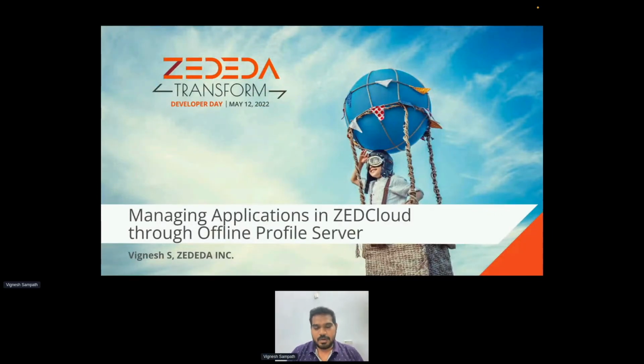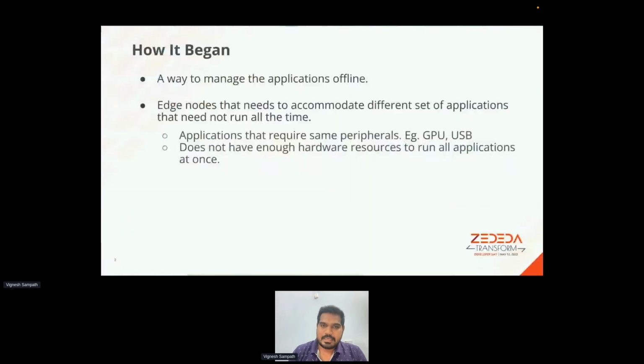Today, I'm going to talk about managing applications in zCloud through an offline profile server. The idea of this feature began when we tried to find a way to manage the applications offline. And by offline, I mean when the edge node loses its communication to zCloud. So what happens if the device is not able to communicate to zCloud, and what happens to the applications running on them? How do we manage them if the communication to zCloud is gone?